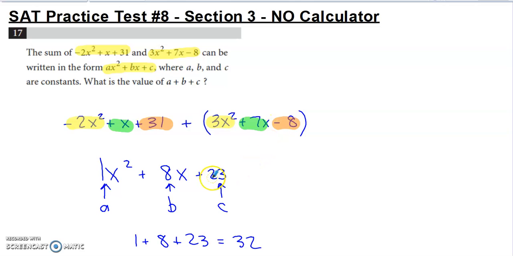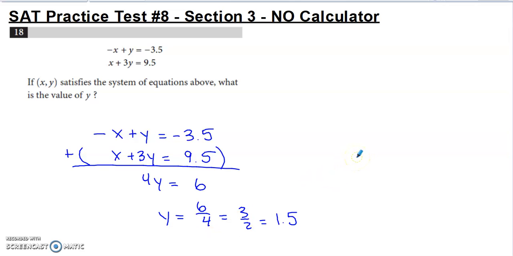That'll give me 23. Now it tells me that A, B, and C are the coefficients of x squared, x, and then the constant term c. So A is 1, B is 8, C is 23. It asks me for the value of A plus B plus C. We'll add those 3 values together, and you get an end result of 32.